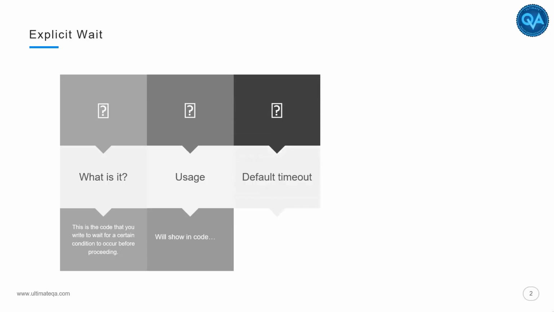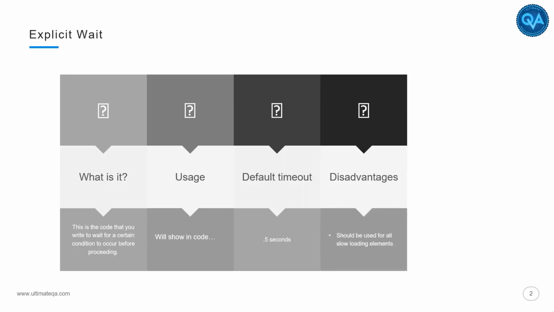The default timeout for an explicit wait is ½ a second. What does that mean? It means that if you don't specify the time for an explicit wait to wait for a specific condition, ½ a second will be the amount of time that it waits before it throws an exception.